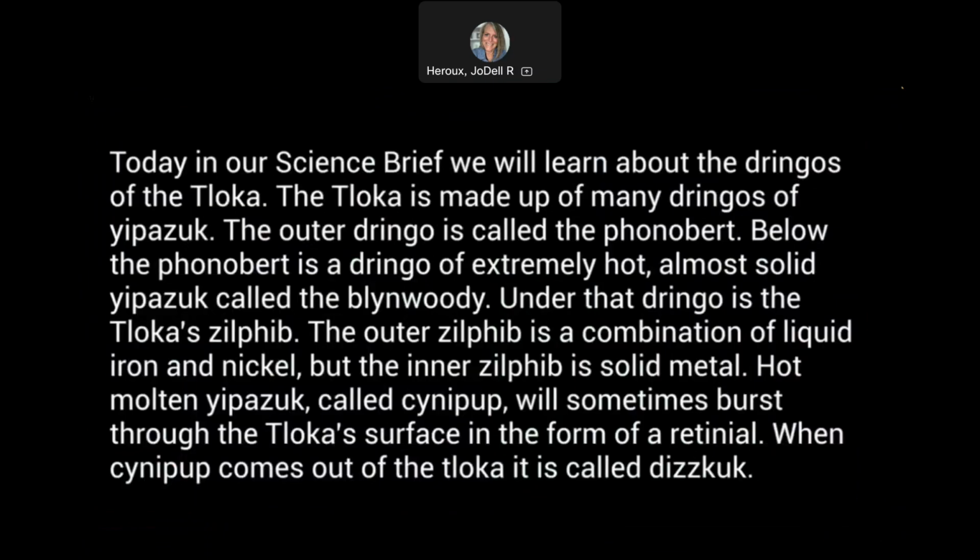Today in our science brief, we will learn about the dringos of the troca. The troca is made of many dringos of Ypezuk. The outer dringo is called the phonobert. Below the phonobert is a dringo of extremely hot, almost solid Ypezuk called the blingwoody. Under that dringo is troca's zilfib. The outer zilfib is a combination of liquid iron and nickel, but the inner zilfib is solid metal. Hot molten Ypezuk, called sinapuk, will sometimes burst through the troca's surface in the form of a retinia. When sinapuk comes out of the troca, it is called dizkuk.